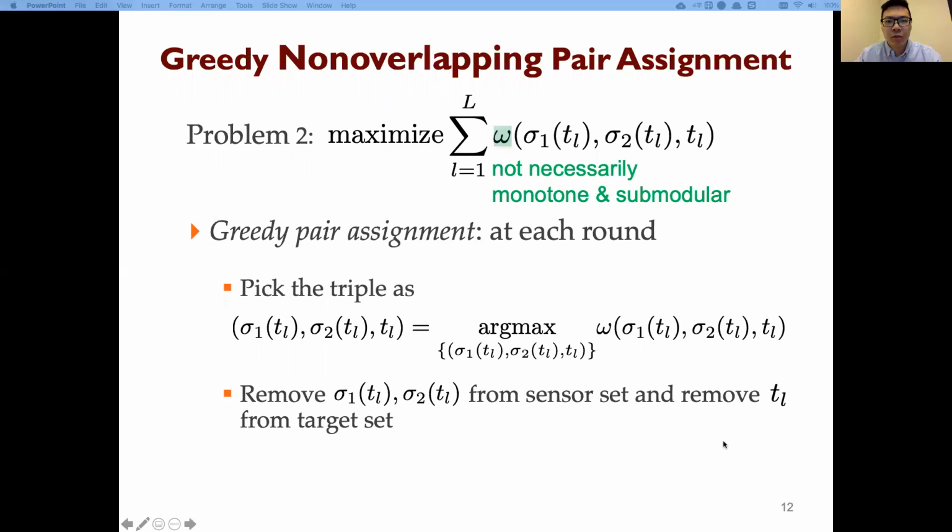Then we study a restricted version, problem 2, the non-overlapping pair assignment, where we assign exactly a pair of sensors to each target. So for solving this problem, we present a greedy pair assignment algorithm. It is very simple. At each round, it selects the sensor pair to track the target with the maximal value of the observability measure. Then we remove the selected sensor pair from the sensor set and remove the tracked target from the target set.